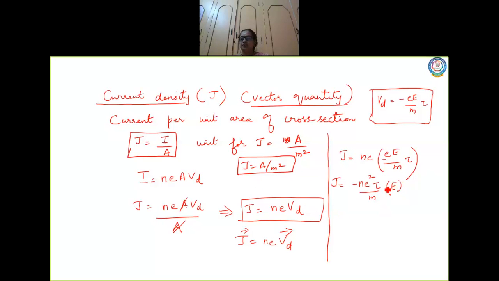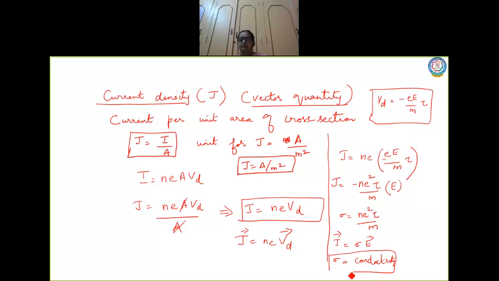So these are all constants, and this constant is replaced by what is called sigma. So sigma takes the value of N e square tau by m. So current density will be equal to sigma into E vector. So what is this sigma? We'll give a name to sigma. Sigma is nothing but what you call conductivity. I'm coming to the next important word, conductivity.